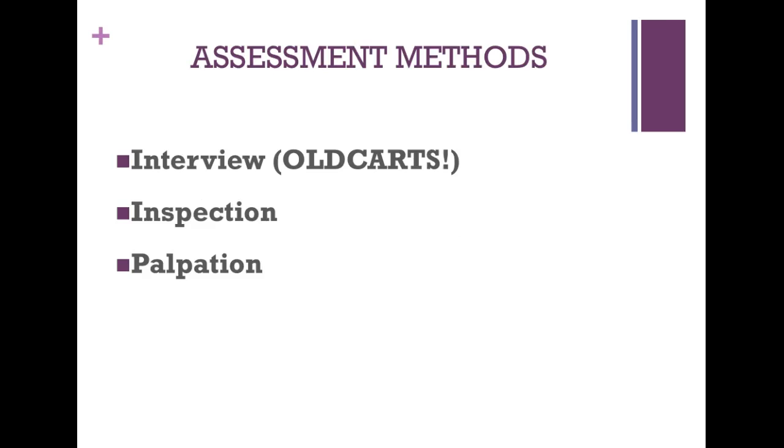Assessment methods that you're going to use for the assessment of the skin, hair, and nails will be interviewing the patient. Remember OLD CARTS. If you don't remember it, take a minute to look that up now because you are going to be using it, especially for your checkoff, when you demonstrate physical assessment to me. You're going to use inspection and palpation.